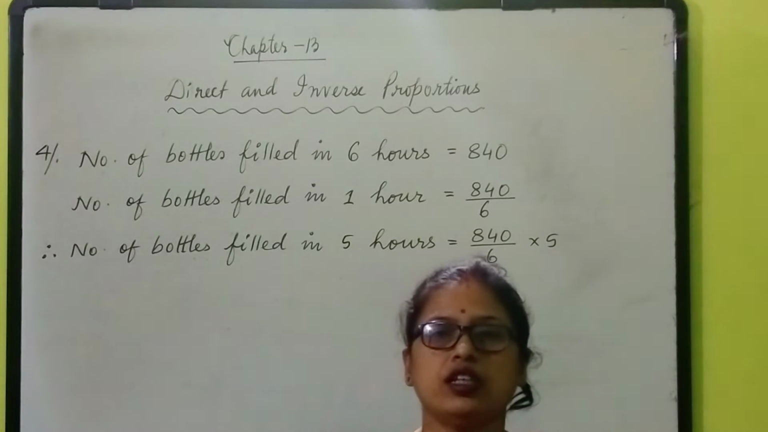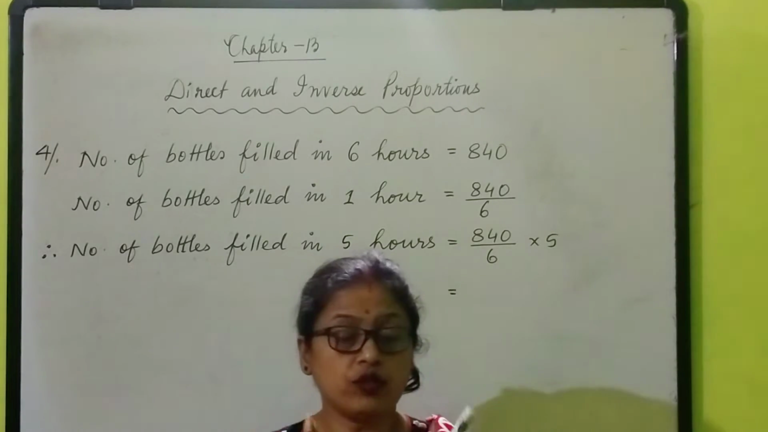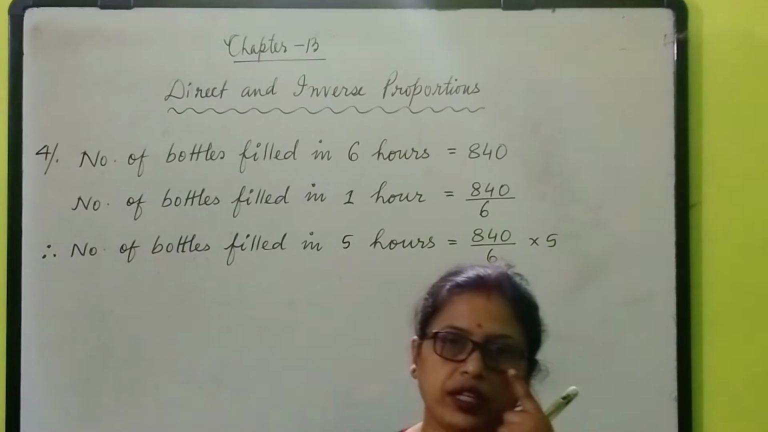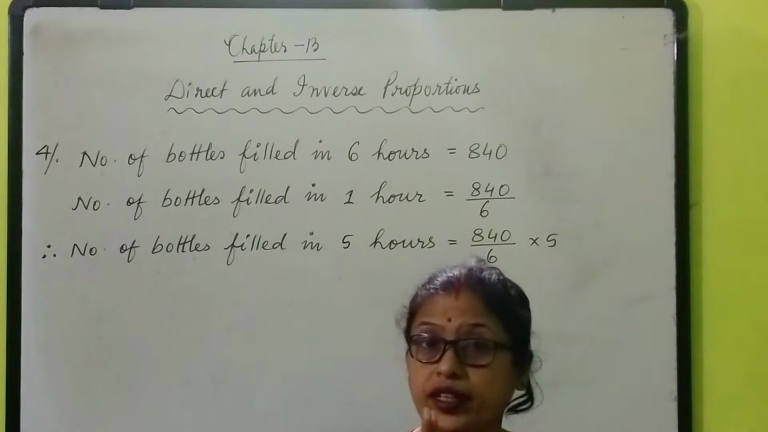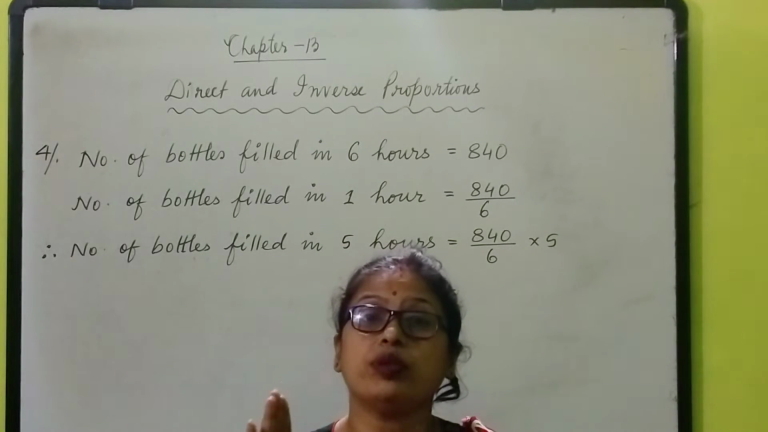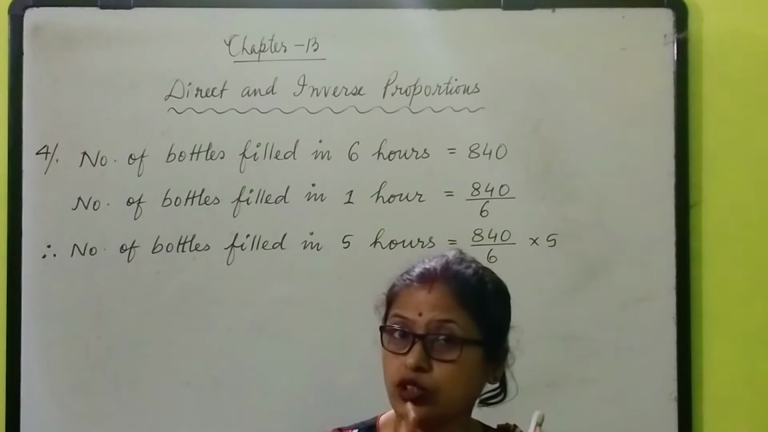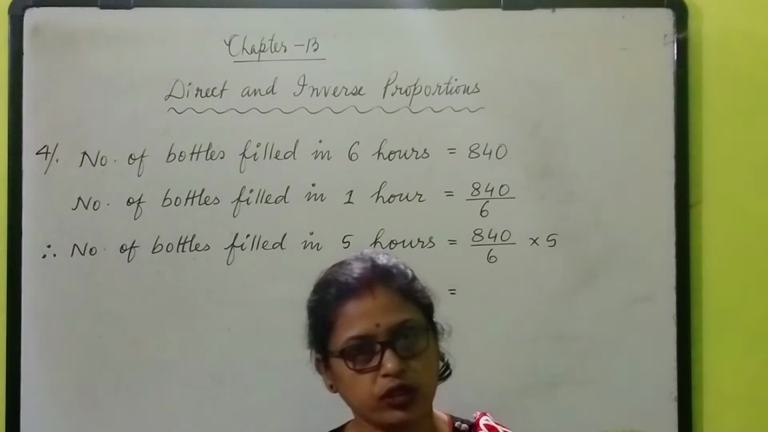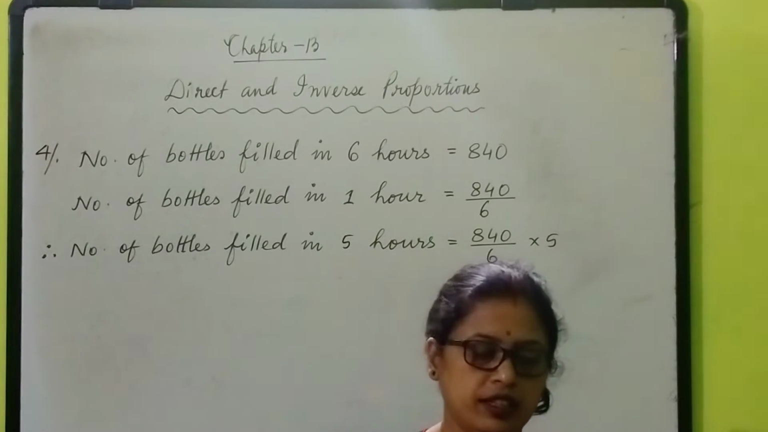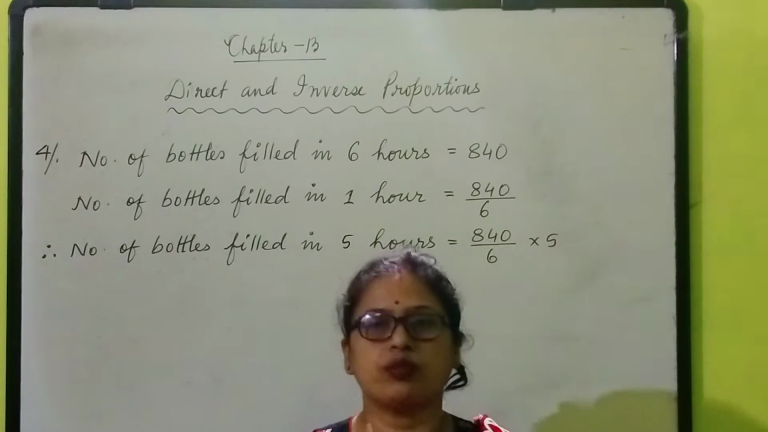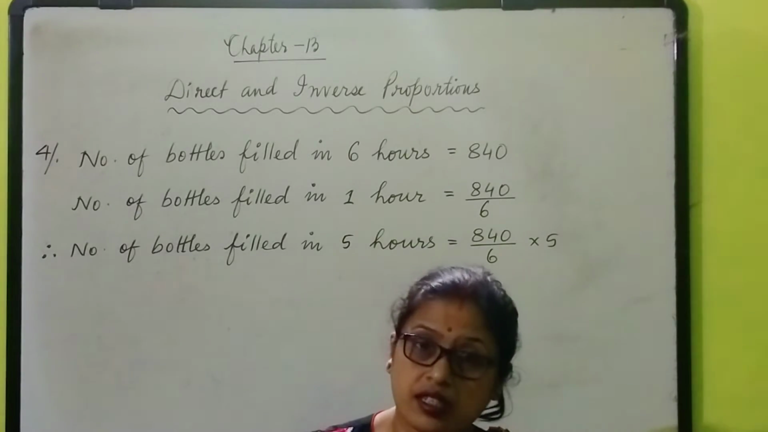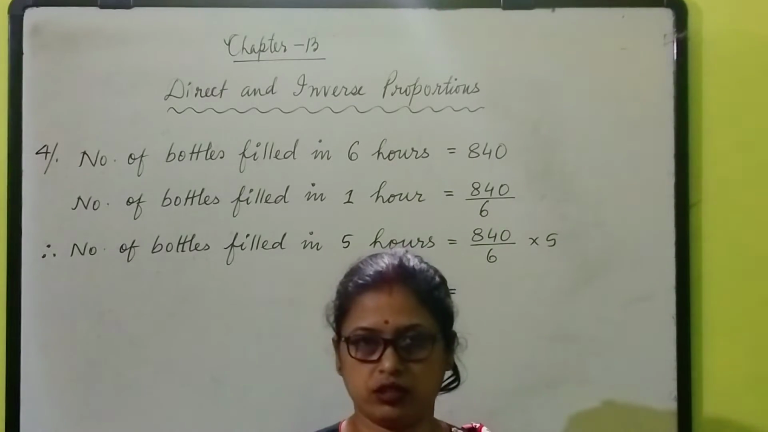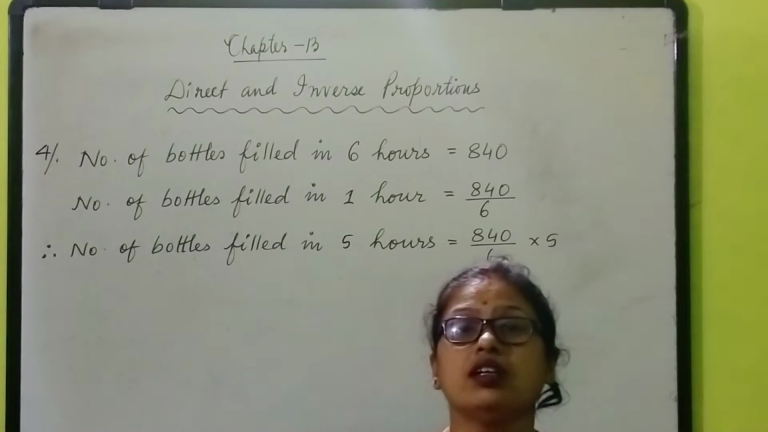So we will do it by the unitary method. Now see, for solving in the unitary method, you have to remember a few things. First of all, by reading the question, you have to find out which quantity is to be calculated. That part you will write after the sign of equal to. Then remember that if a quantity increases, you are to multiply. If a quantity decreases, you are to divide. Increase, multiplication; decrease, division.